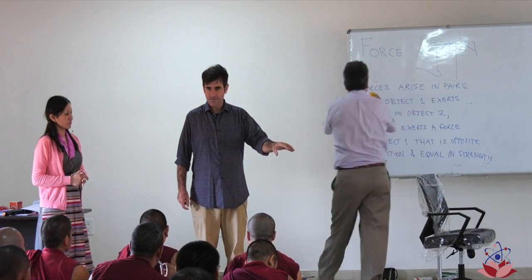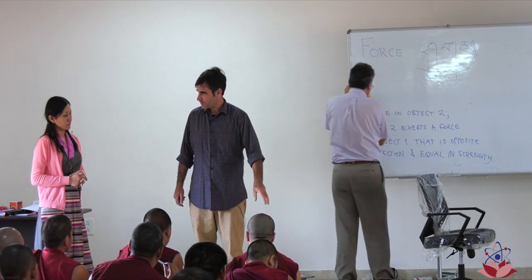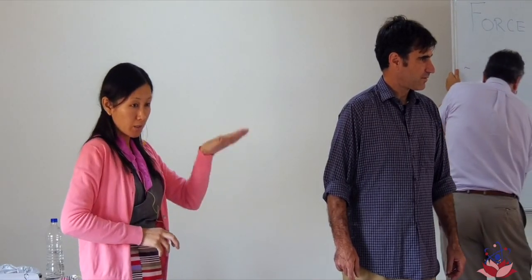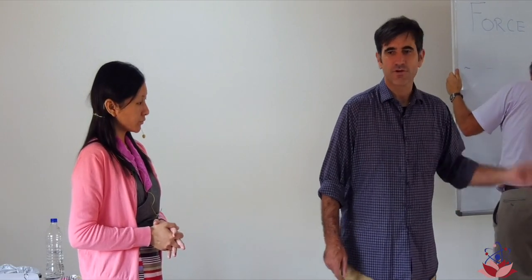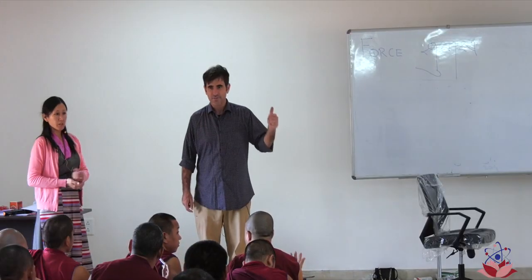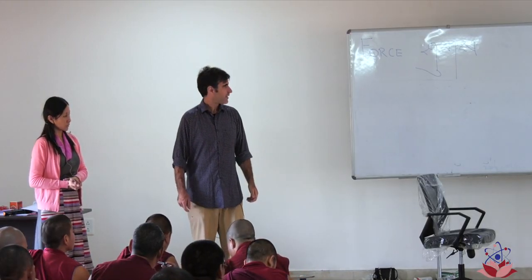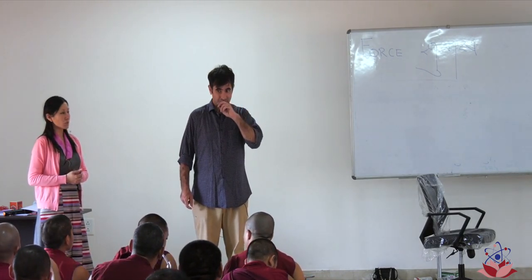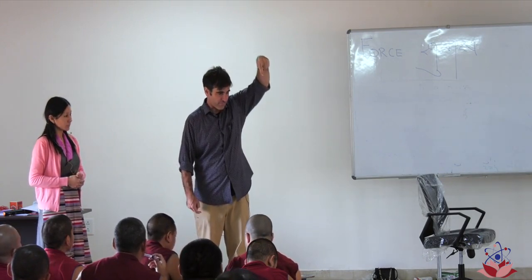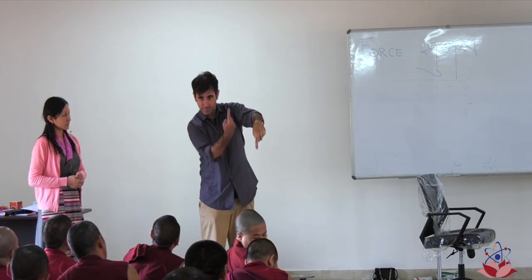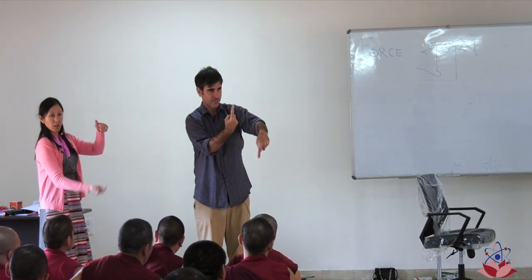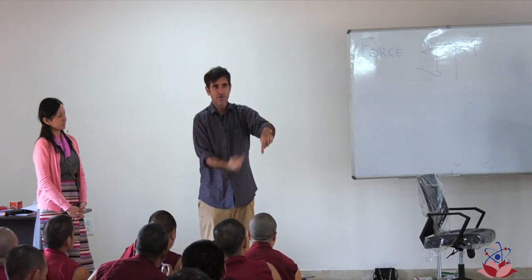If the box is pushing down on the floor, what is the floor doing? It's also pushing on the box. Which way? Just the opposite. So if the box is pushing down, the floor is pushing up. The same amount or a different amount?